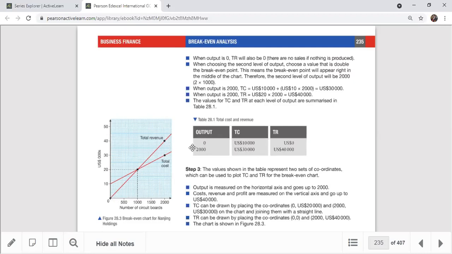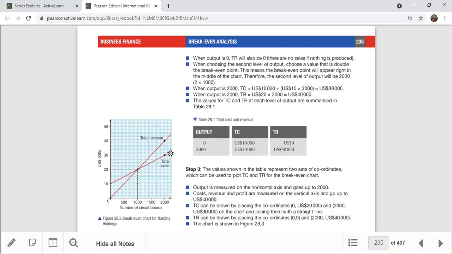So here output 0, total cost 10,000. That is this one. Now output 2000, total cost is 30,000. So at the 2000 level, we have 30,000. This is output 2000, so we can draw this one. We can connect these 2 points, and we can draw the total cost curve.